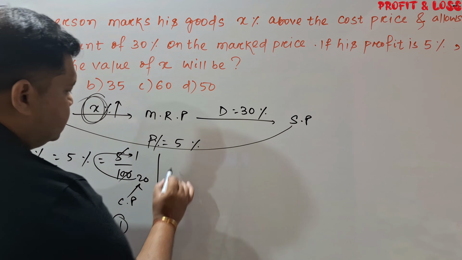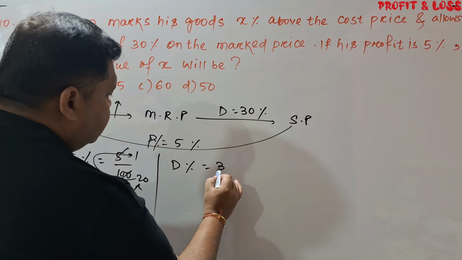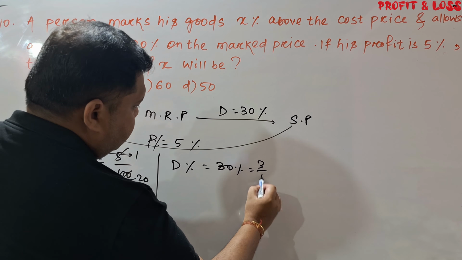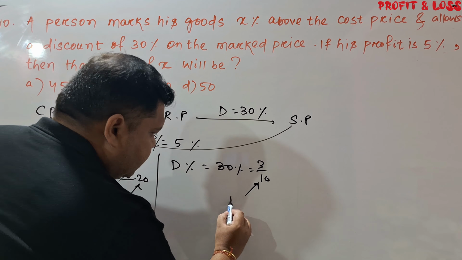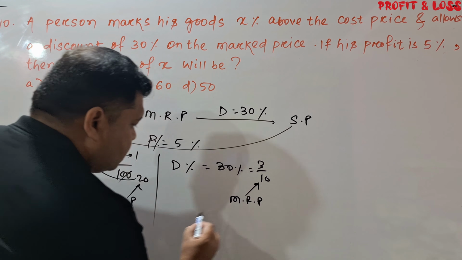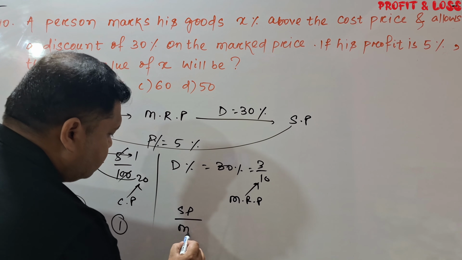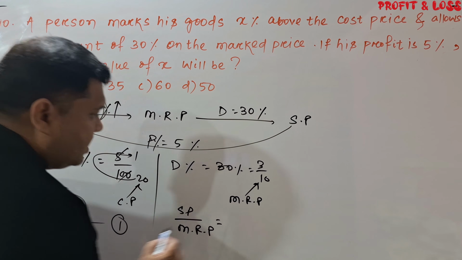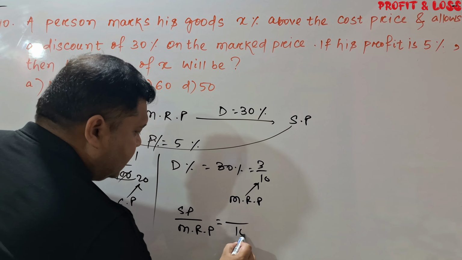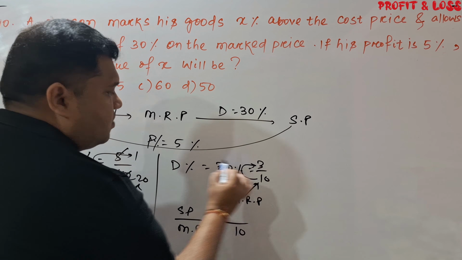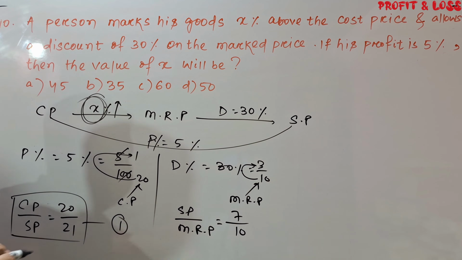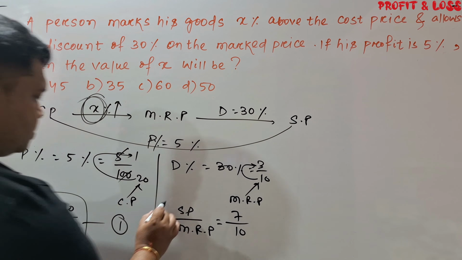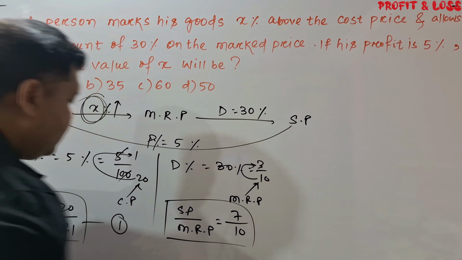Then what is given? Discount percentage is given 30%. 30% means 3 by 10. Discount depends upon MRP, so this denominator indicates MRP. So selling price divided by MRP, this relationship also you can find. If MRP is 10, 30% of 10 is 3. With 3 less, the selling price is 7. Done.